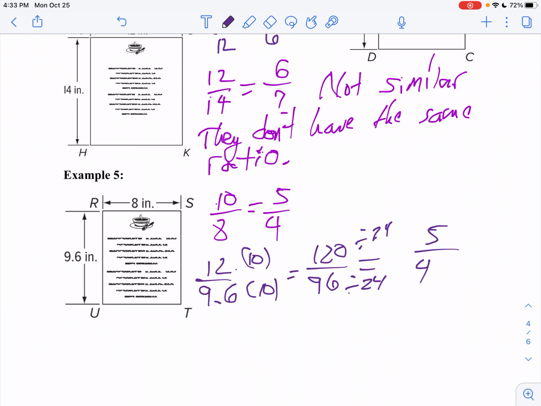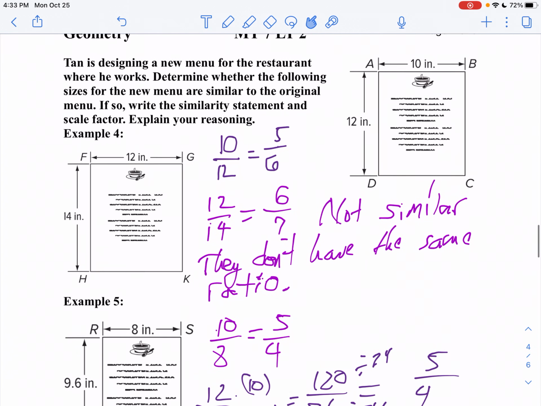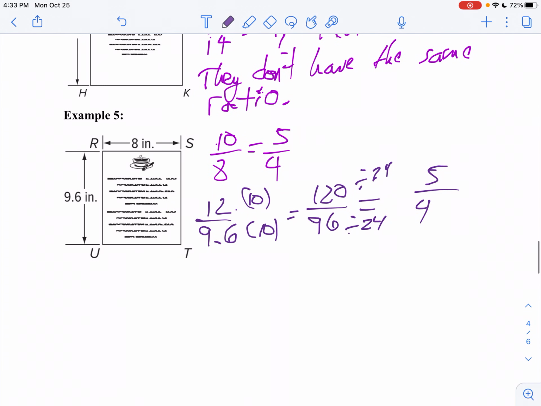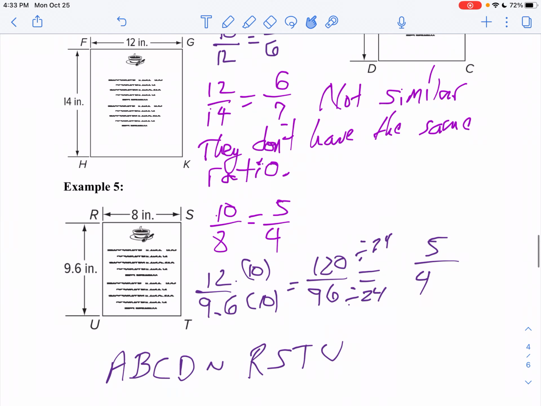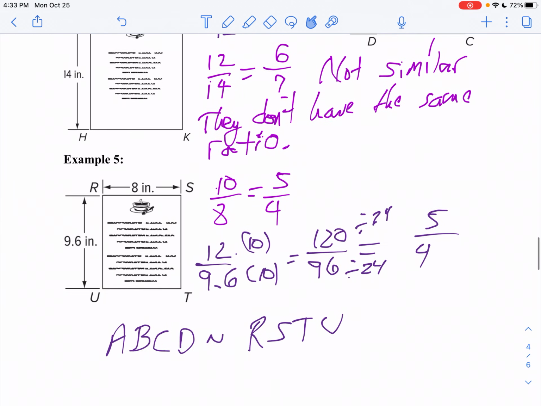Notice my sides are in the same ratio. So then I can write my similarity statement. I'm going to say ABCD is similar to RSTU. Make sure they go on corresponding sides and parts. Now notice all my angles were congruent, so I just have to make sure the sides correspond.